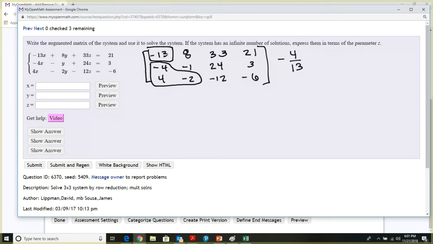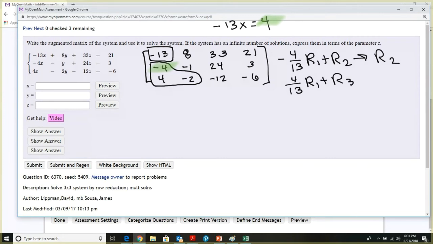So if I multiply the first row by this and add it to the second row, that will give me a new second row. I'm trying to figure out what to multiply this by so that it's equal to a 4. That would be -4/13. The reason I want it to be 4 is so that when I add them together, I'll get 0, because 4 plus -4 is 0. For the last one, I'm going to do +4/13 times row 1, add it to row 3, and that will give me my new row 3.